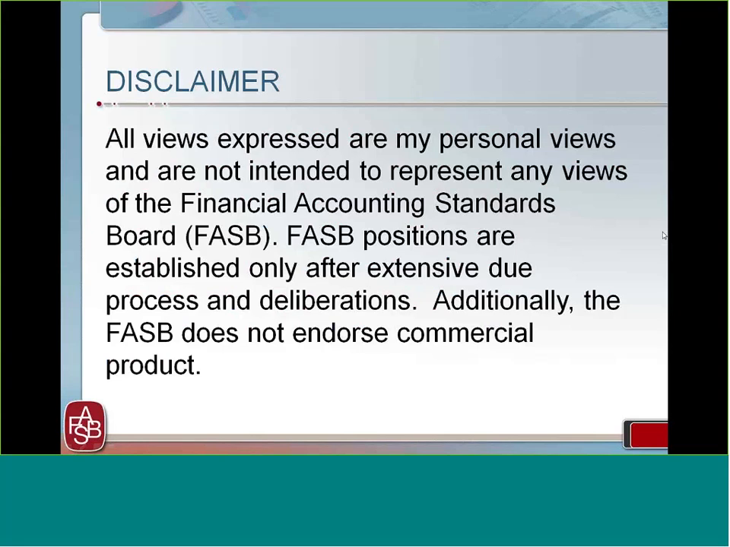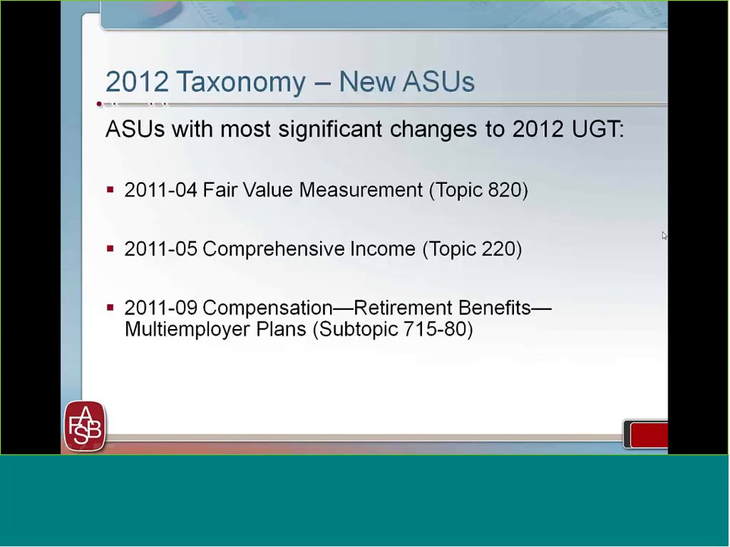So with that out of the way, let's talk about the taxonomy and the changes that have been made in the 2012 release. We update the taxonomy primarily for accounting standard updates that have been finalized and become effective since the 2011 release. And that would be for effective periods ending after December 15, 2011. There were 8 ASUs resulting in changes. Those are accounting standard updates resulting in changes for disclosure and other presentation requirements.